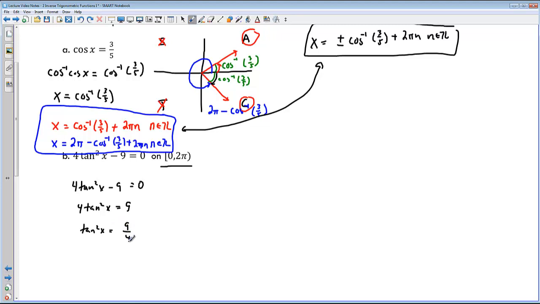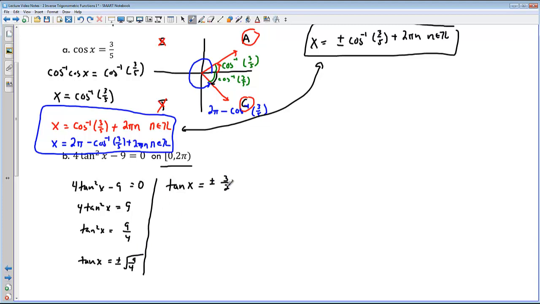And then we'll just take the square root of both sides. If you square root the left, you just get tan of x is equal to plus or minus the square root of 9 over 4 on the right. And of course that gives us tan of x is equal to plus or minus, you can take the square root of the top, divide by the square root of the bottom, you get plus or minus 3 over 2.